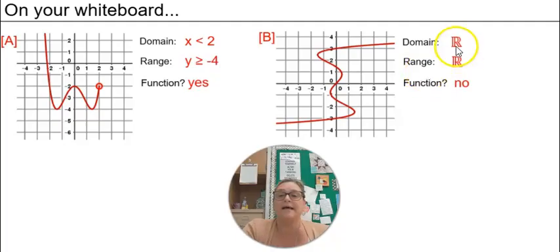And looking at example B, we have a continuous line here all the way to the left and right, up and down, so the domain and range are both unbounded, the set of all real numbers. And this graph fails the vertical line test, so no, it is not a function, it is a relation only.